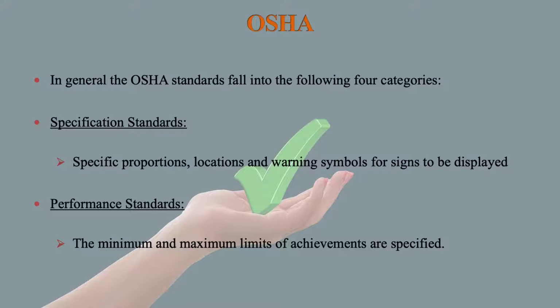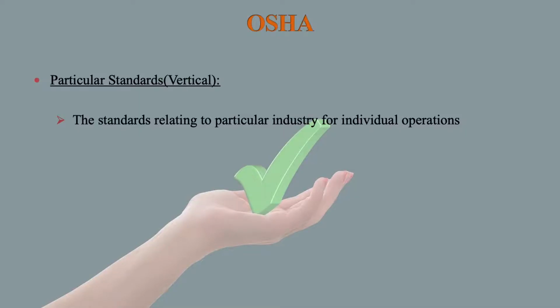Performance standards. The minimum and maximum limits of achievements are specified. So the performance standards should be achieved. These are mentioned through posters or through documentation. Particular standards, which are vertical, are the standards relating to a particular industry for individual operations. For any individual operation, the standards have been developed so that there won't be any accident or untoward incident. The hazards can be avoided.